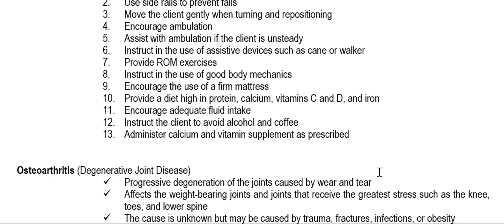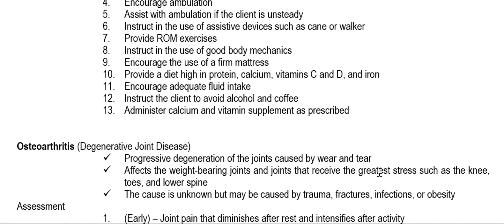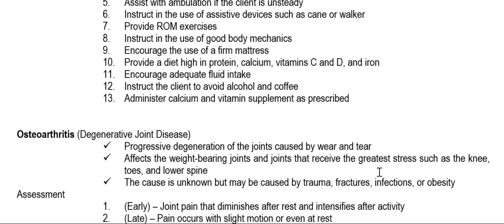Then, next is your osteoarthritis. This is a degenerative joint disease. Degenerative meaning it gets worse. And it affects elderlies. Progressive degeneration of the joints caused by the wear and tear theory. So, just like clothes or a car. In the later years of using it, it will break down.